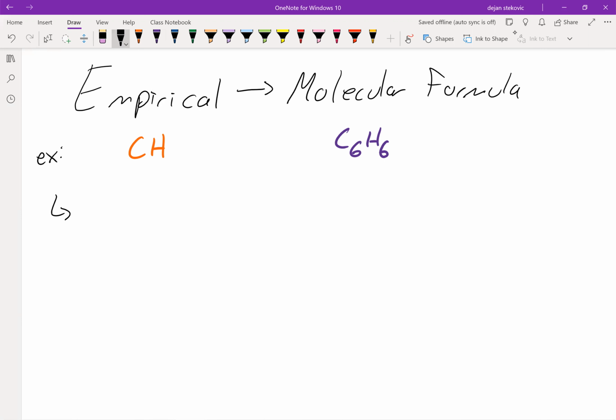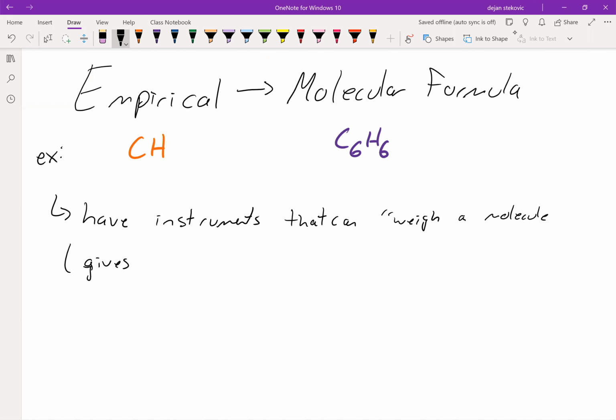And to do this, we're going to use more analytical tools or more analytical instruments. So we have instruments, which are just a fancy way of saying tools or machines that can (we'll put this in parentheses) weigh a molecule. Right, so you put your sample in this instrument, and what it does, it pops out the molar mass for you, right? So it gives you the molar mass. And this is known as mass spectroscopy.